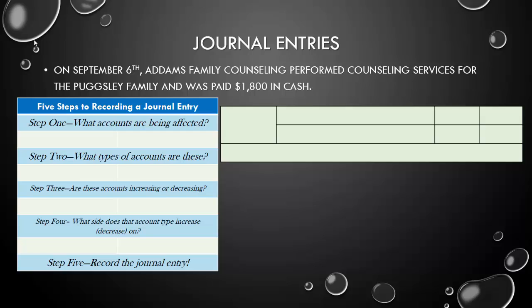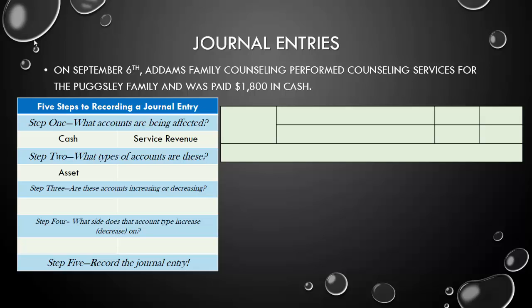On September 6th, Adams Family Counseling is going to perform counseling services for the Pugsley family, and they're going to be paid $1,800 in cash. Ask yourself, what did we do to earn money, and how were we paid? Well, how were we paid? We were paid in cash. What did we do? We performed services. We provided counseling services to this family. So service revenue is the other account that is being affected.